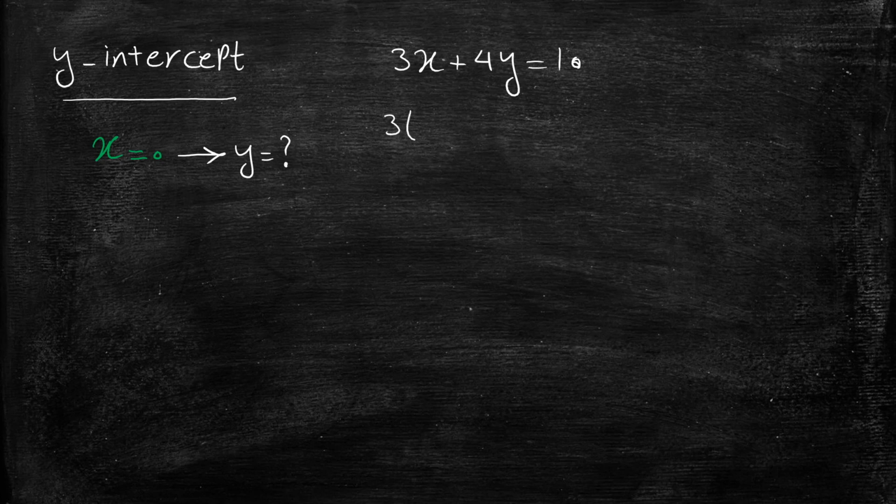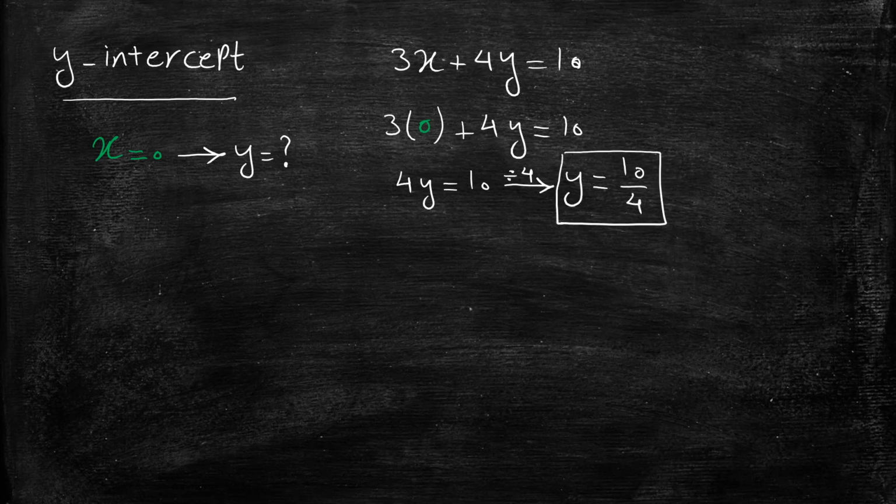Let's do that. So I say 3 multiplied by 0 plus 4y, we don't know what y is, we want to find it out, equals 10. 3 times 0, that's 0. 4 times y equals 10. Dividing both sides by 4 to get rid of the 4 that is multiplied by y. So I get y equals 10 over 4. That's it. That is the y-intercept. That is the point at which the equation crosses the y-axis. So that's one method.